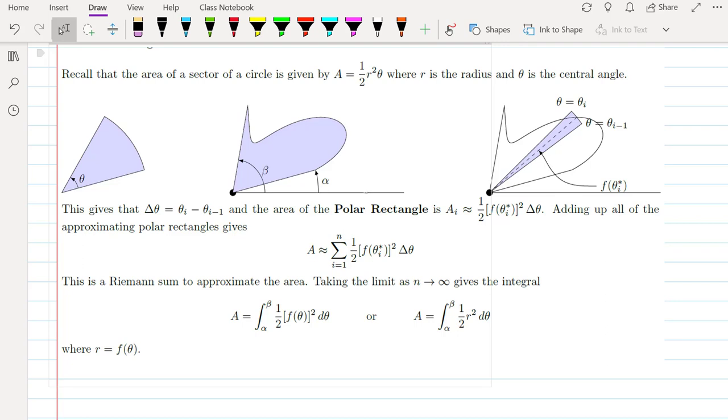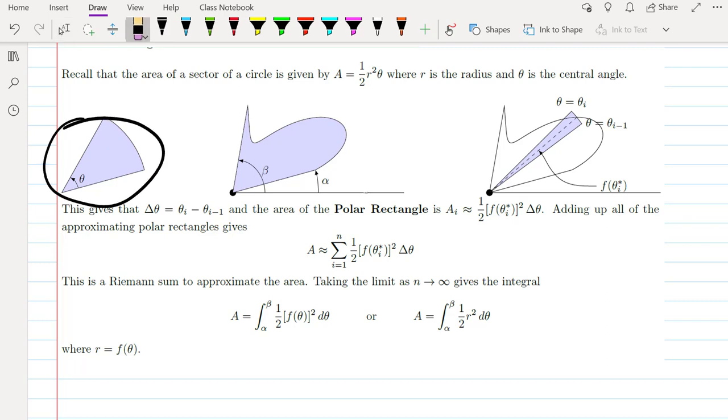Alright, in this section, we're going to be talking about polar coordinates, but we want to talk about areas and arc lengths in this new coordinate system. So we want to recall from trigonometry that the area of a sector of a circle is given by 1/2 times r squared times theta, where r is the radius and theta is the central angle.